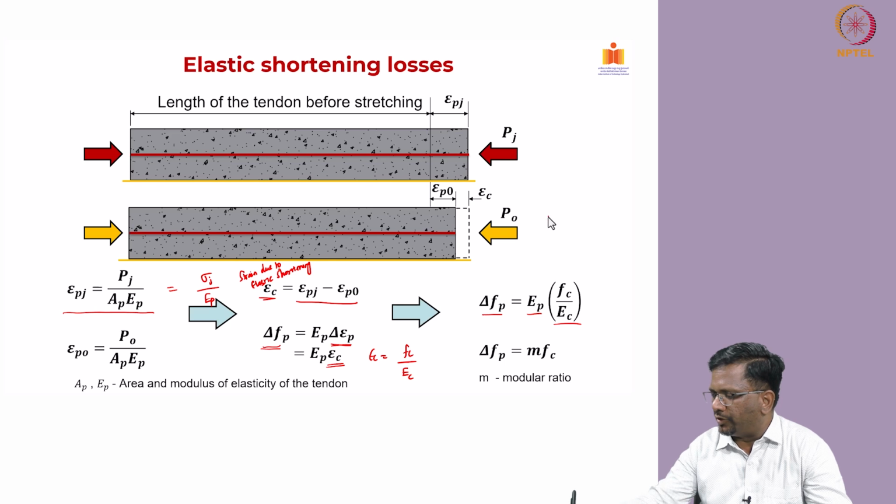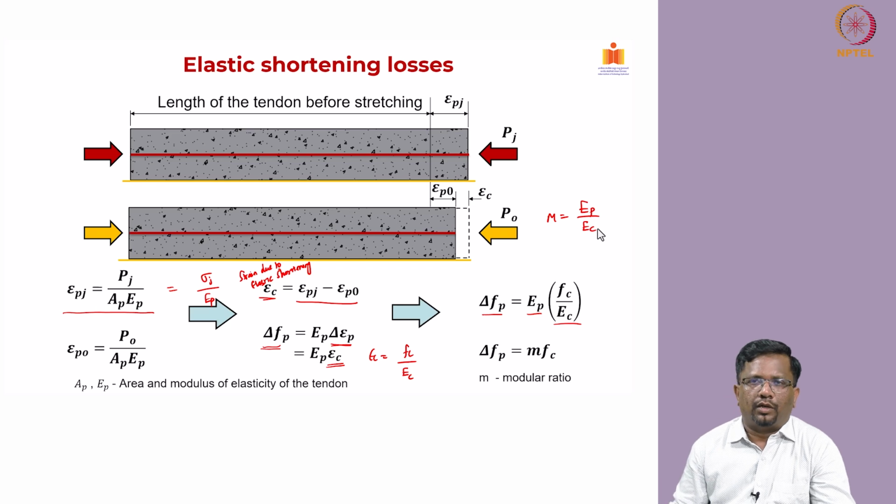Now, EP by Ec, we know that it is the modular ratio. The definition of modular ratio is EP by Ec, and the modulus of elasticity of prestressing steel is 2 into 10 to the power of 5 megapascal, and for concrete, depending upon the compressive strength, it is typically taken as 5000 square root of FCK as per IS 456, right. So, you can calculate these different modular ratios.